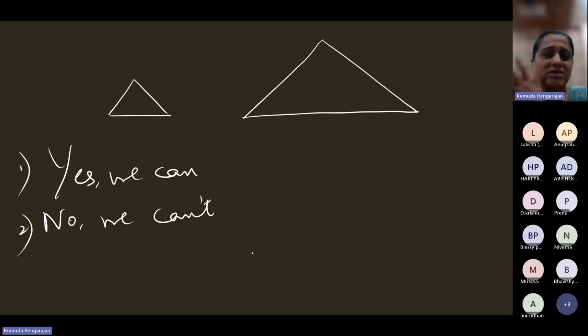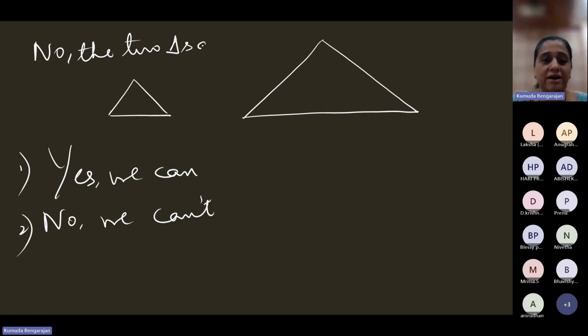Okay, so all of you are saying, since nothing is given, we can't say, correct? Okay. So I'm saying they are not congruent. No. The answer to this question is no. The two triangles are not congruent.